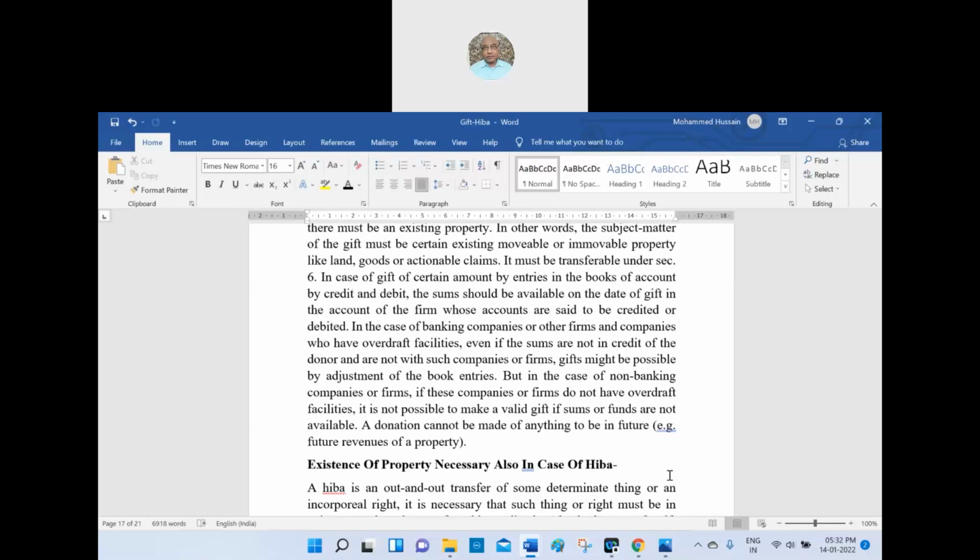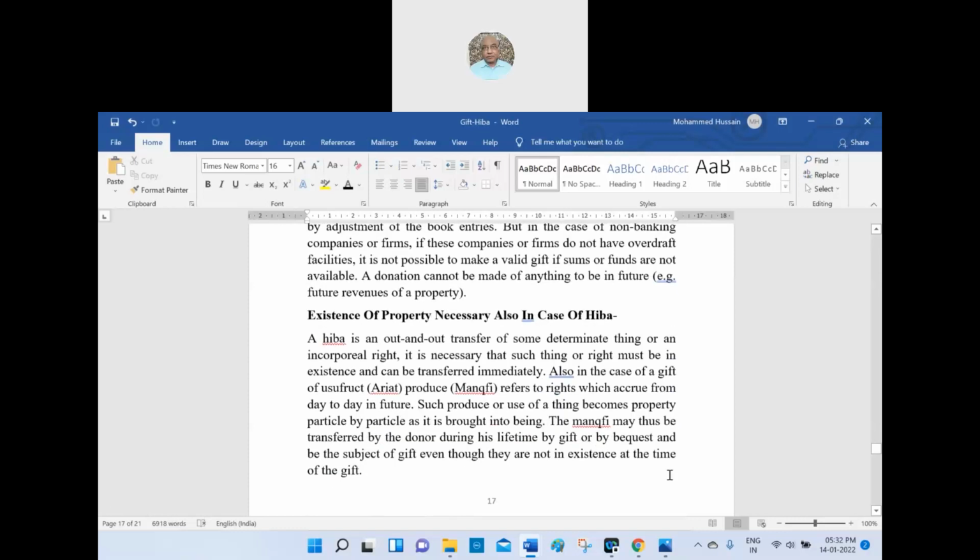That is the future revenue of the property at that instance, but generally what the gift law says is that whenever you want to give a gift of any property, that property should be in existence. Existence of the property is necessary in case of hiba, that just now you have written and read also. That is the same thing that he has given.